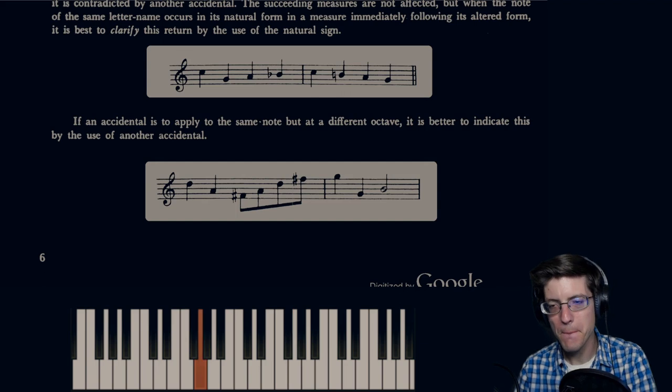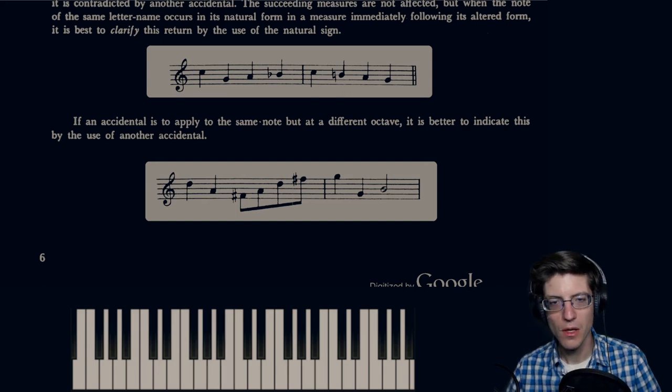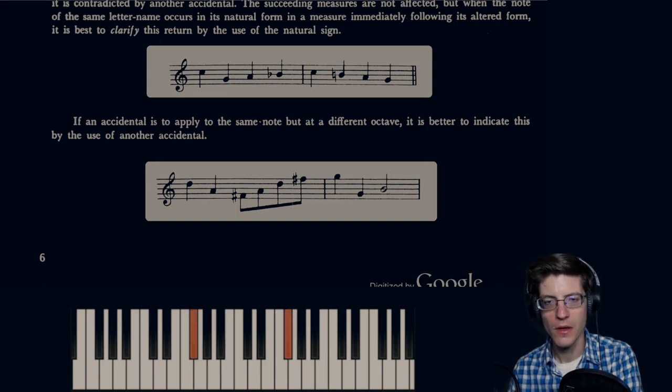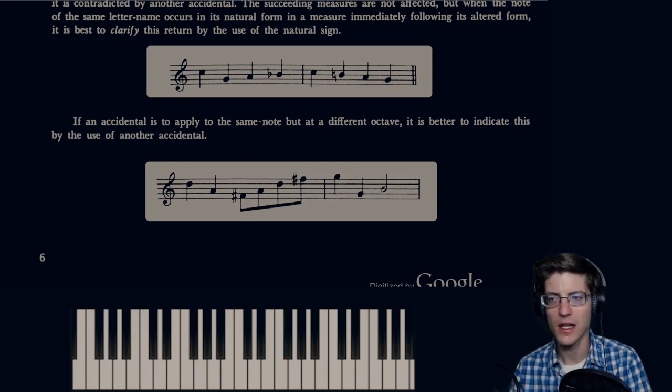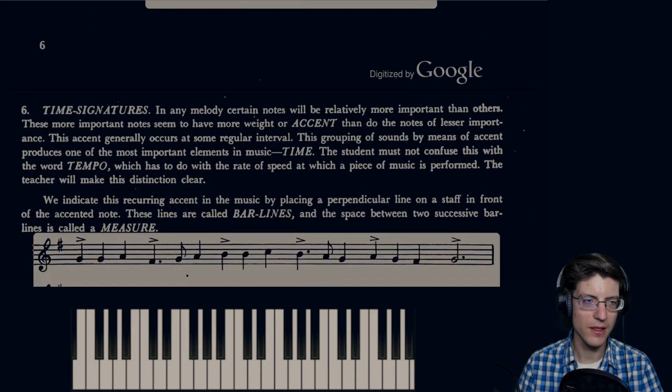Okay, there we go. So you see here that F, both, as they say, it's the same note but a different octave. It's best to indicate this by the use of another accidental.